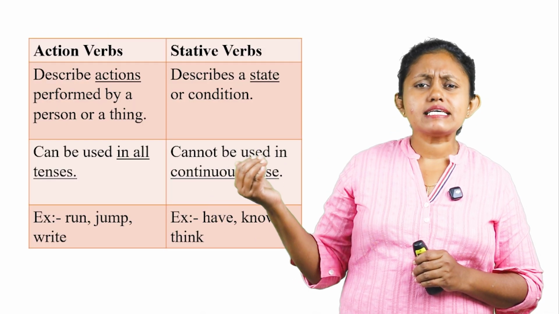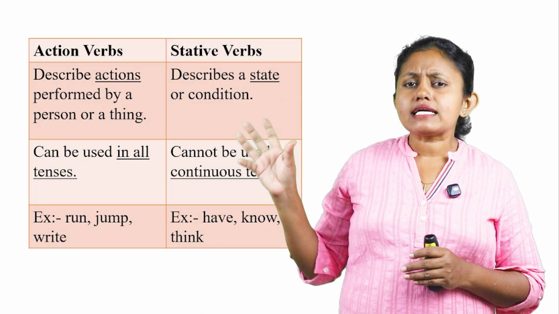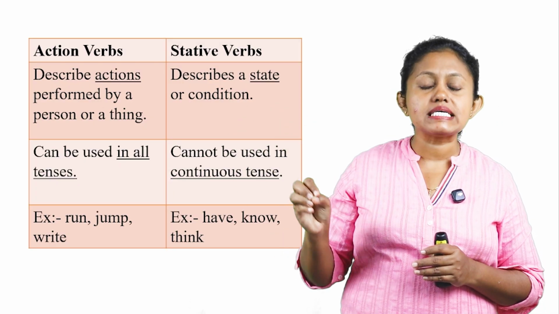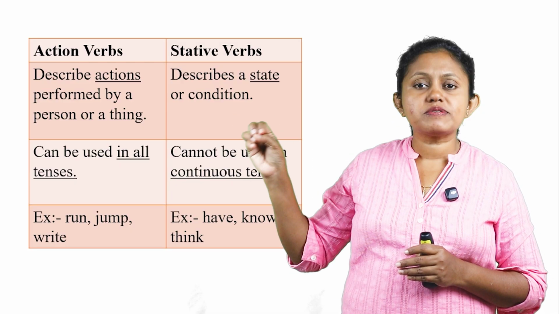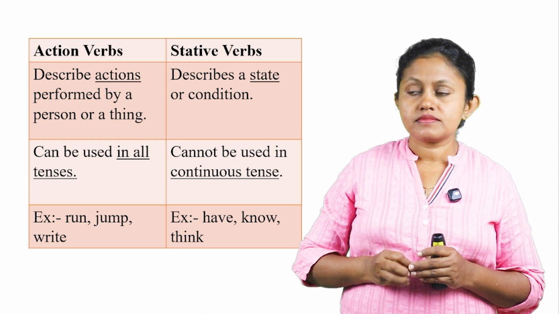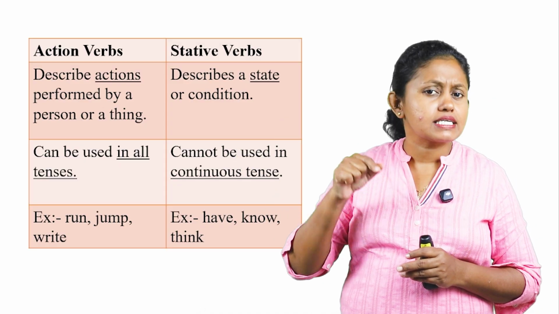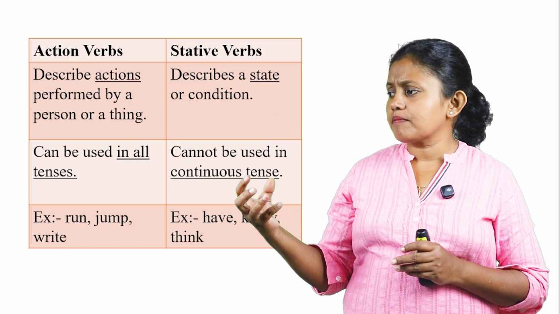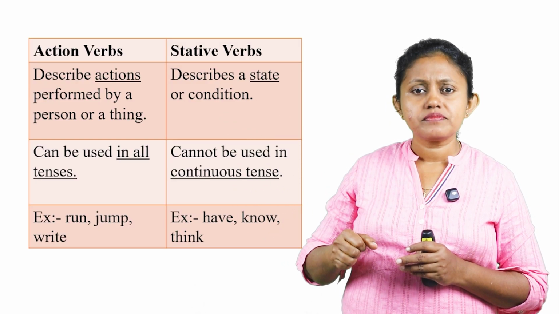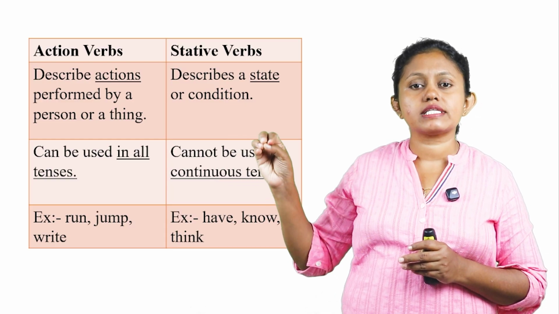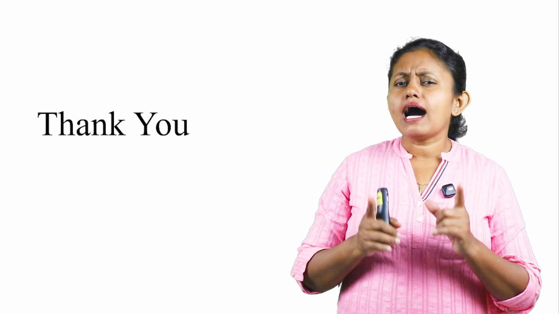If we see a summary between action verbs and stative verbs, action verbs describe action performed by a person or a thing. But stative verbs describe a state or condition. We can use action verbs in all the tenses, but we cannot use stative verbs in the continuous tense. Some examples for action verbs are run, jump, write, read. Some examples for stative verbs are have, know, think, happy. So these are the things we can speak about action verbs and stative verbs. I think that now you know what is the difference between action verbs and stative verbs, and I also hope that you can use them correctly in sentences.